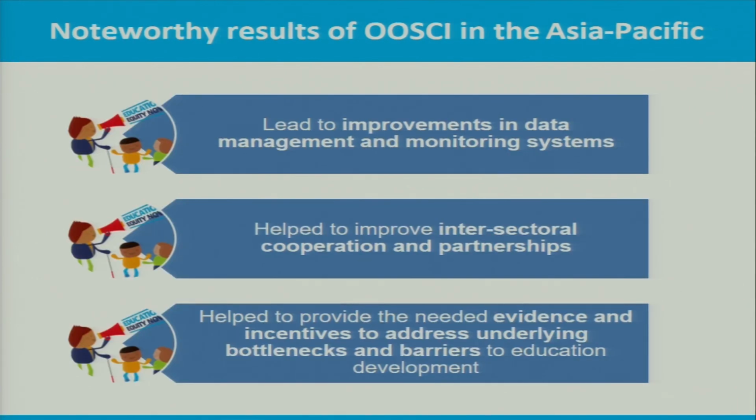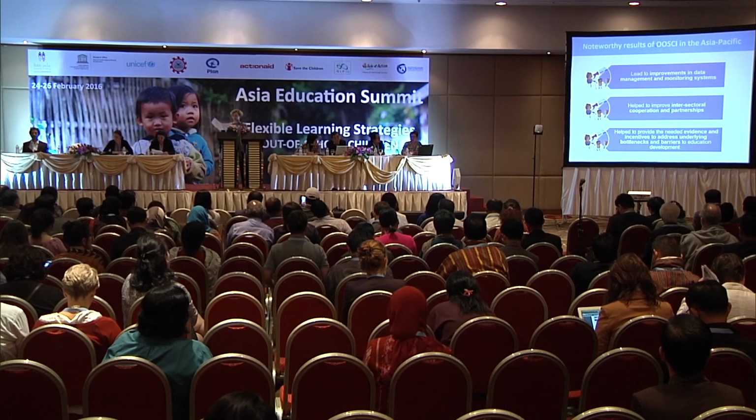The last one I want to touch upon very quickly is some of the noteworthy results that we have. For example, improvements in data management and monitoring systems. This could be the simple act of aligning the school year with the cycle of collecting data, because that has impacts on the numbers that you get out when you do the analysis. It has also helped to improve inter-sectoral cooperation and partnership through strengthened understanding of linkages between the education sector and other sectors.